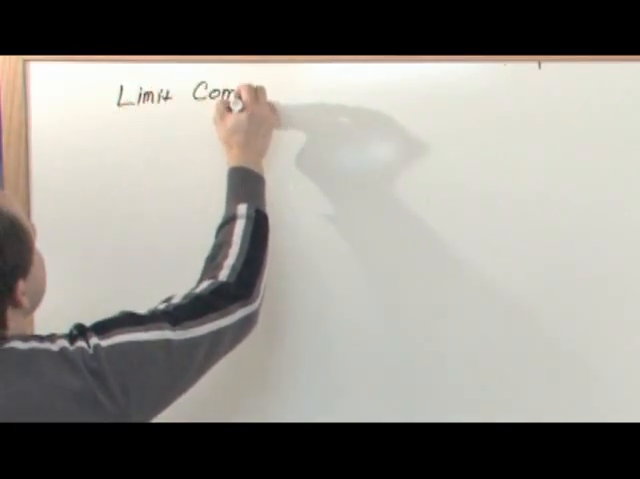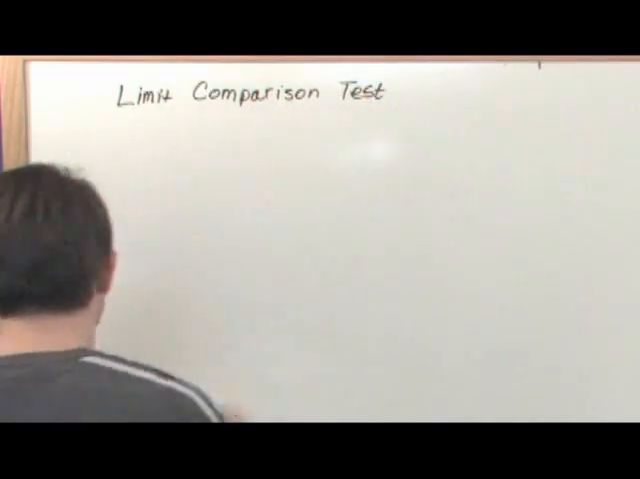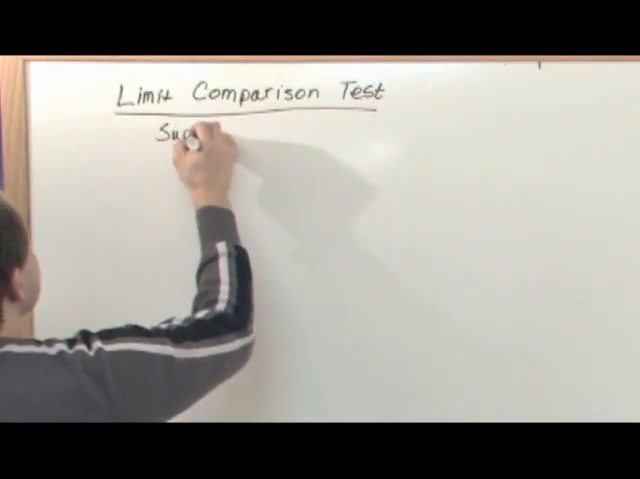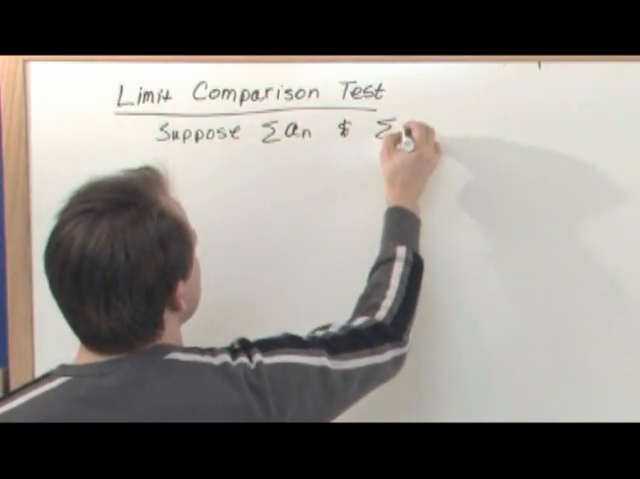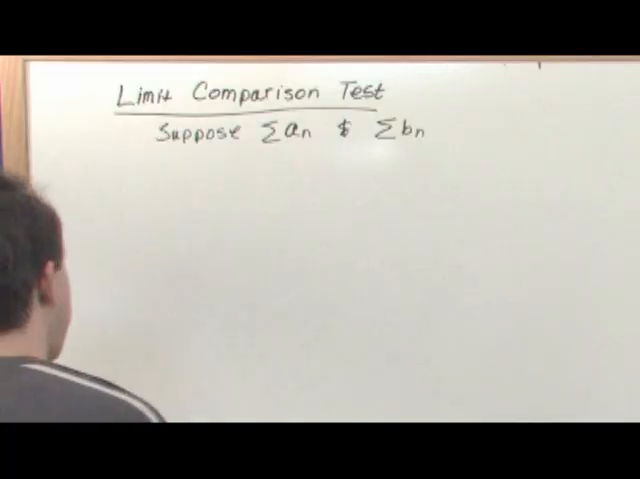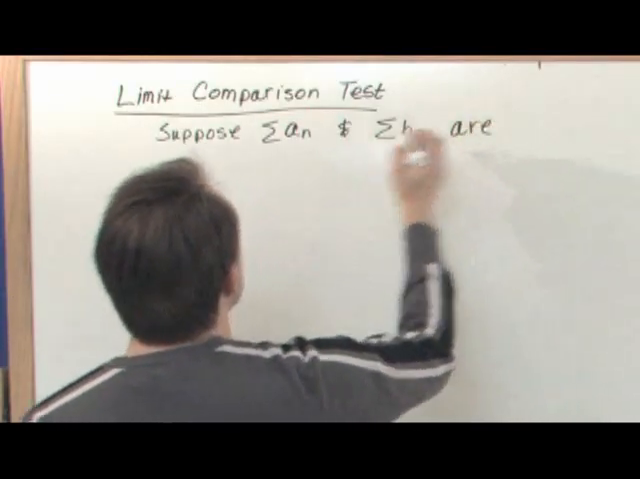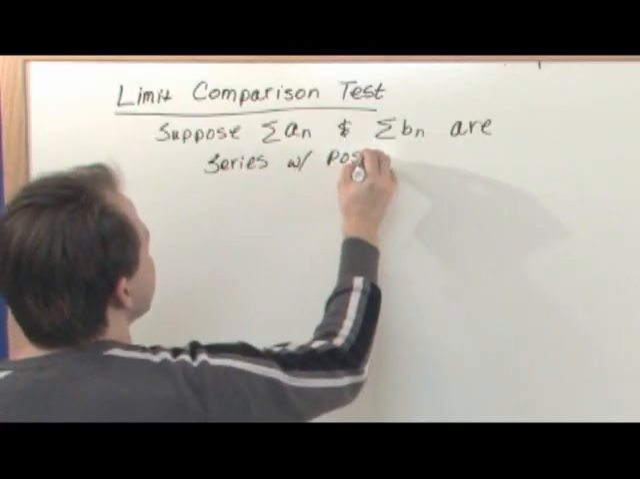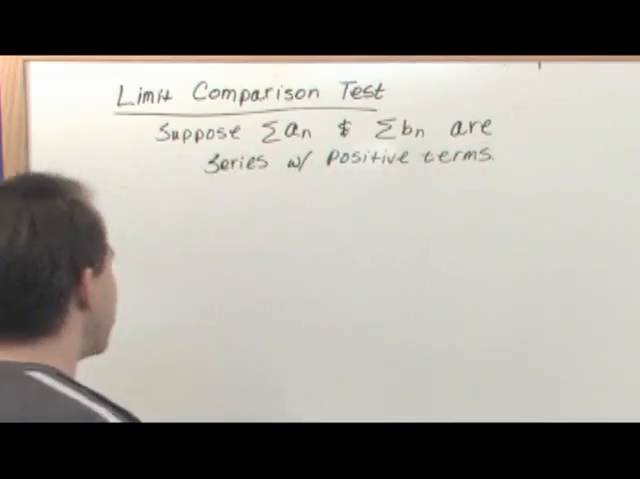Okay, we have the limit comparison test. Suppose a sub n and b sub n, the two series here that I have, this is the original one, this is some series I make up to look at the behavior of, are series with positive terms. Okay, same thing as last time, they both have positive terms.